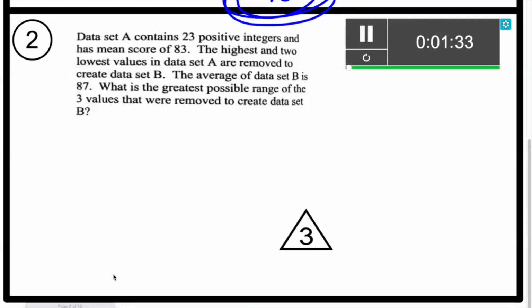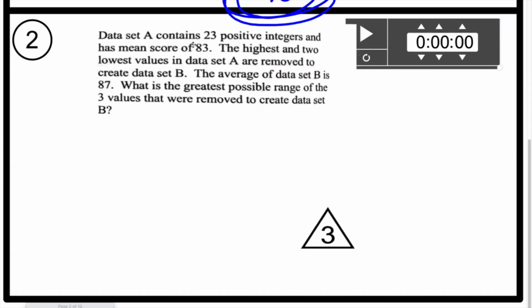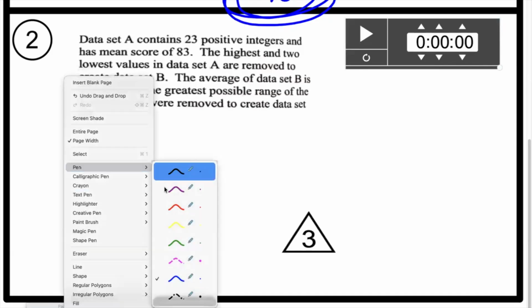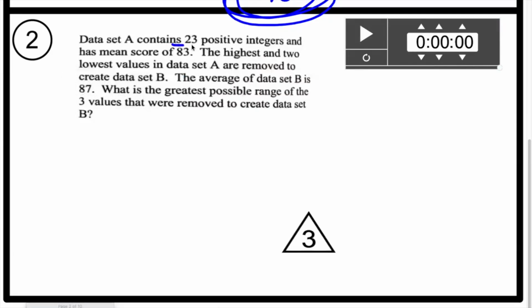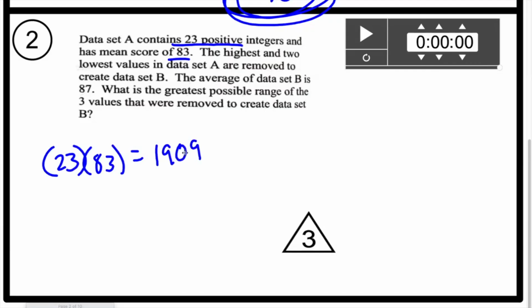So again, more averages or means. So again, I want to get into the habit of every time we have a mean problem, typically the way to get started is to find the totals. So right away, when I see that there's 23 positive integers and they have a mean score of 83, the first thing I'm going to do is just 23 times 83. And that gives me a total of 1909. So the total of, if I add up all the data points, I know it's going to be 1909.